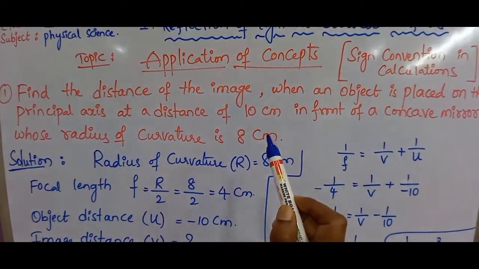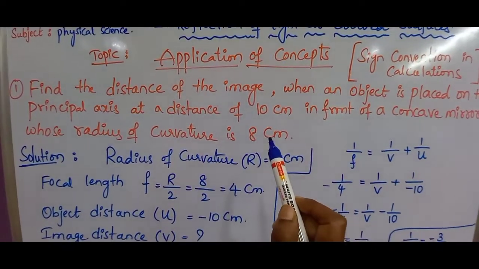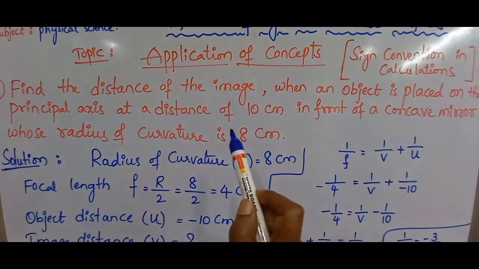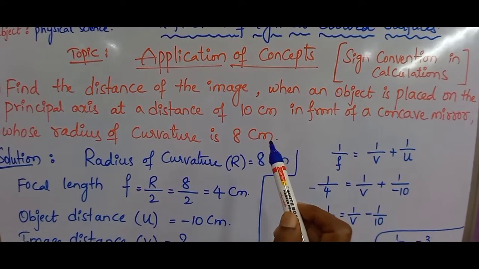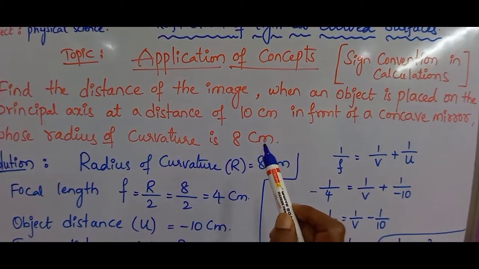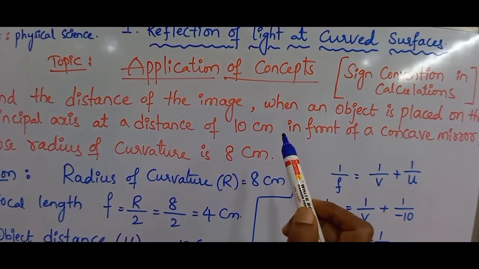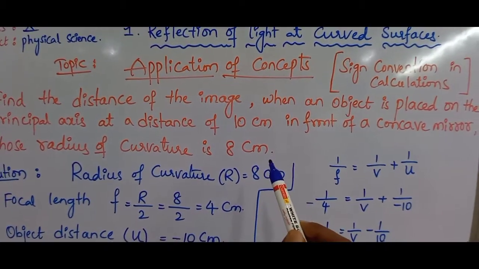That means beyond C. The radius of curvature is 8 centimeters, which means the center of curvature of the mirror lies at 8 centimeters. At this point only, the center of curvature point will be there. C will be at 8 centimeters from the mirror. Then the object is placed at a distance of 10 centimeters. That means the object is placed beyond C.